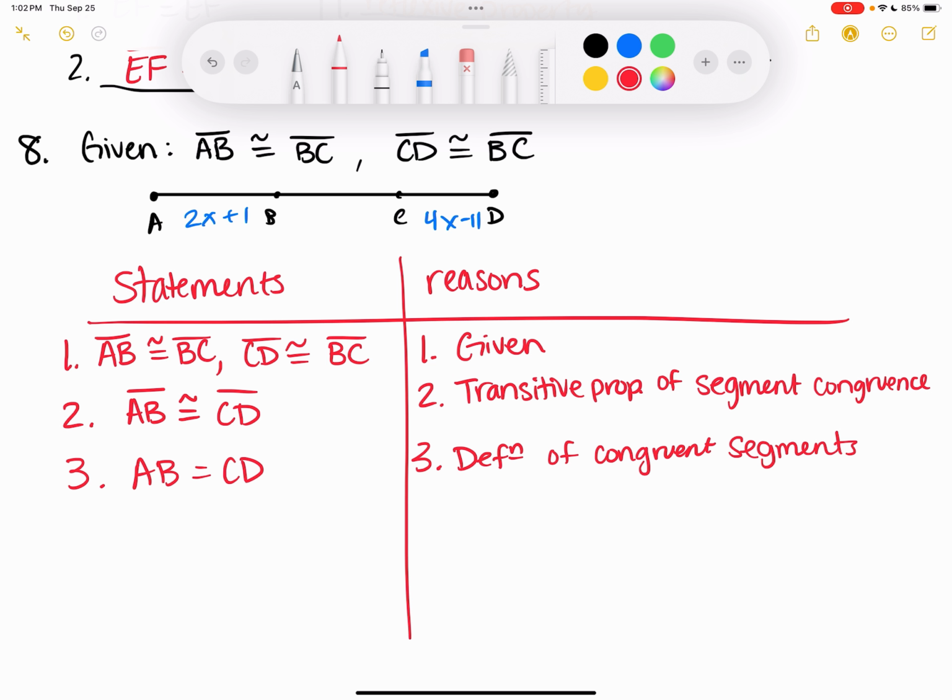All right, so now I've gotten to this point. Well, I know what AB is equal to, and I know what CD is equal to, so I can replace those things. So I'm going to have 2x plus 1 is equal to 4x minus 11. Anybody know what allows me to do that? Starts with an S. Substitution. Yep, substitution.